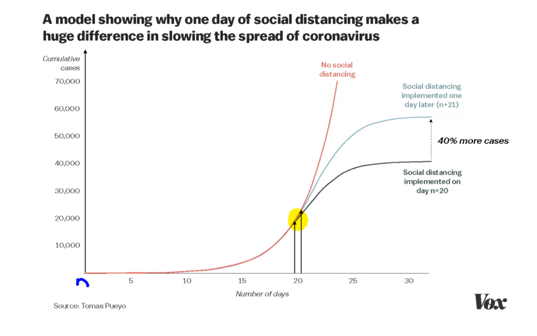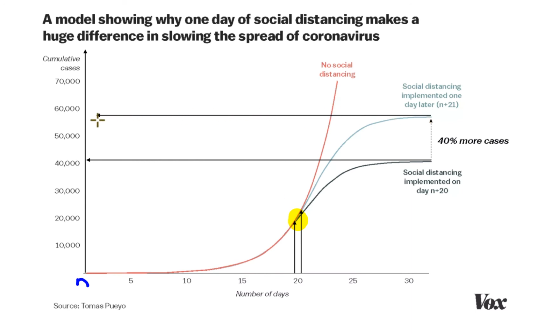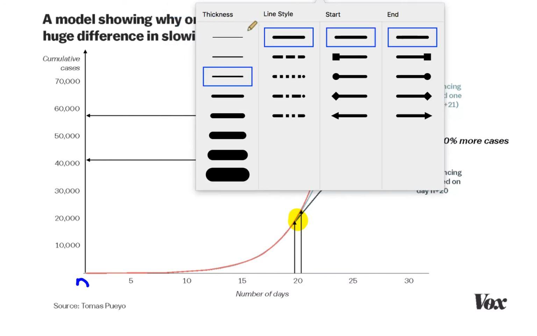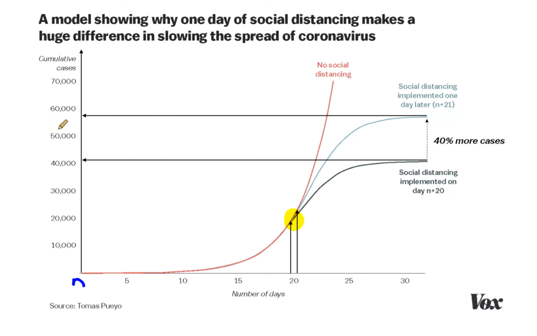Okay, now you might say, where are they getting this 40% from? Well, that would be if we just go over here. So if you go there, that's about 40,000 or just above. And then if you go from here over, so what's the difference here between these two points on the y-axis? Well, we see here you're at about 40,000, and here you're probably at about 58,000, let's say.